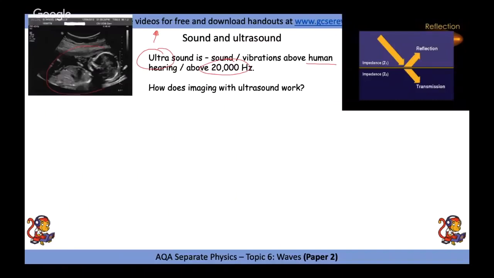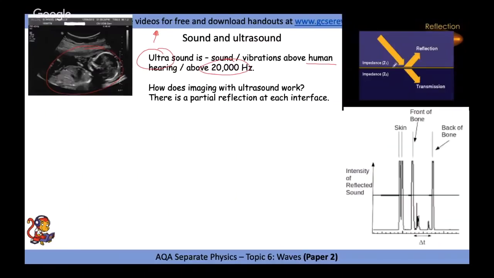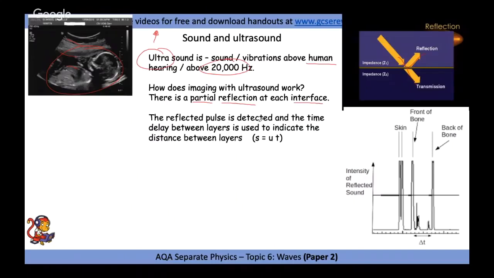So if we want to be able to take a picture of a fetus inside a womb, what happens there is you get a partial reflection at each interface. So every time there is a boundary between a different material, you get a partial reflection as shown here. A little bit gets reflected, a little bit passes through. Now the reflected pulse is detected.